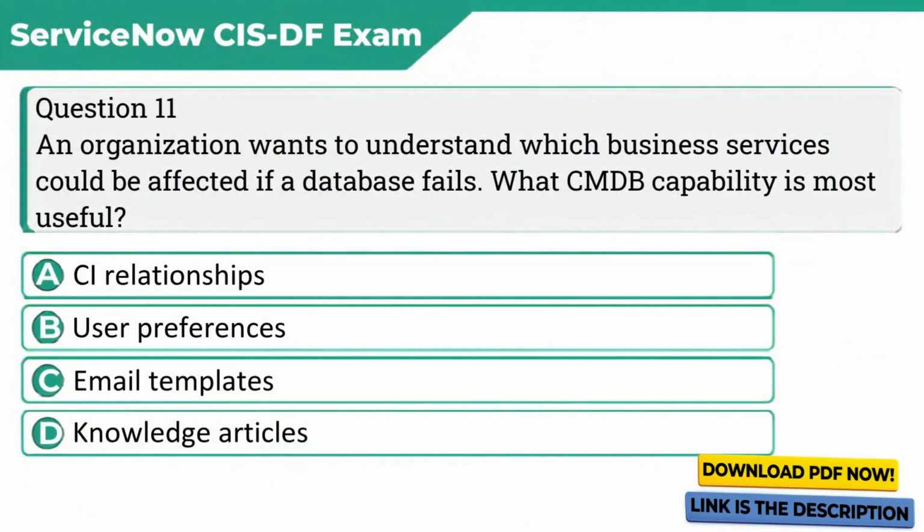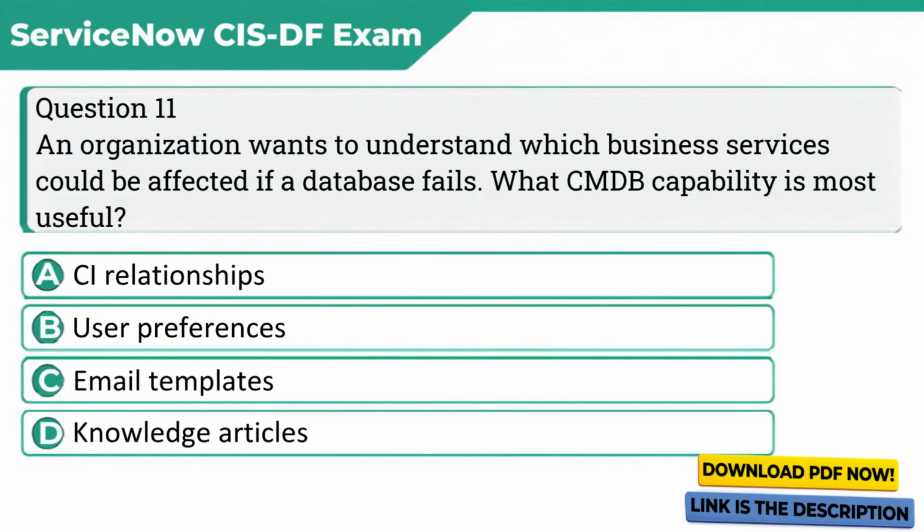Question 11. An organization wants to understand which business services could be affected if a database fails. What CMDB capability is most useful? A. CI relationships.